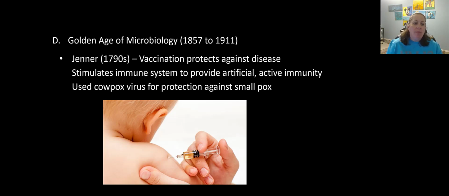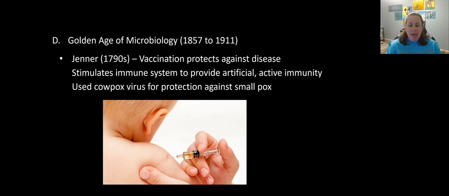The next guy we want to talk about is Jenner. Jenner was in the 1790s. In the 1790s, he was the first to create a vaccine. He came up with vaccinations that protect against certain diseases. What he determined is that these vaccines could help stimulate the immune system to provide artificial active immunity. Now, we'll talk more about what that means later, but artificial means it's been injected, and active means my body has actively made antibodies to protect itself.